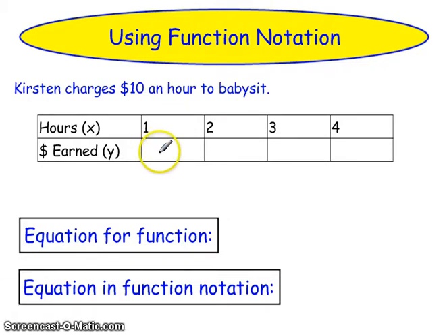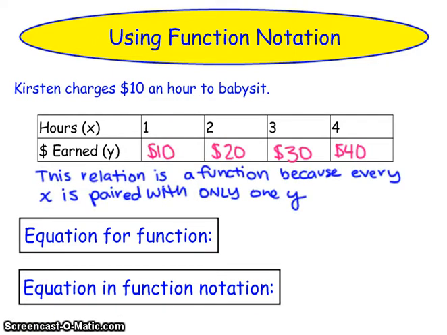So if Kirsten babysits for 1 hour, then she makes $10. And for 2 hours, she makes $20. And for 3 hours, then she makes $30. And for 4 hours, she makes $40. So we know that this relationship is definitely a function because for every X value, there is only one Y value. Two hours does not allow Kirsten to make both $20 and $30. It only allows her to make $20. So this is a function.